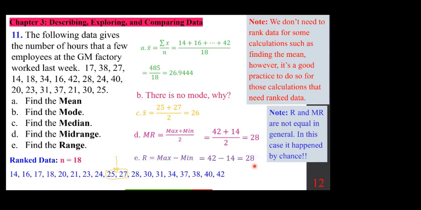This just happened. That is not the case in general. It just happened. So be it. So again, mid-range has a specific formula, max plus min divided by 2, whereas range is max minus min. They are not the same. In this example, it just worked out.